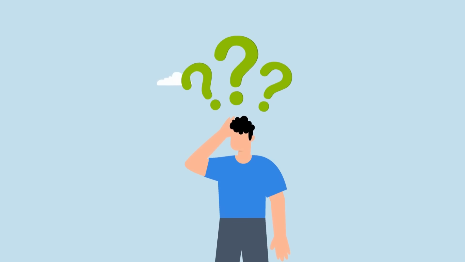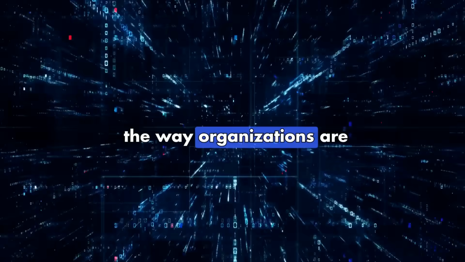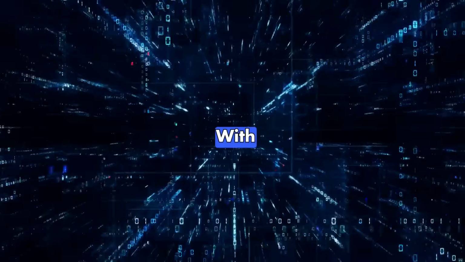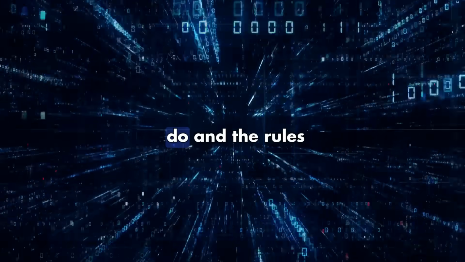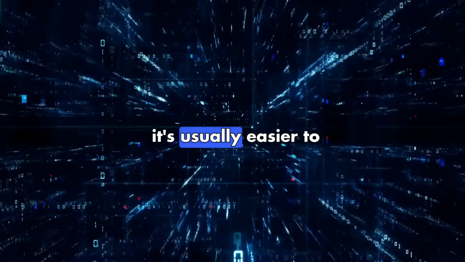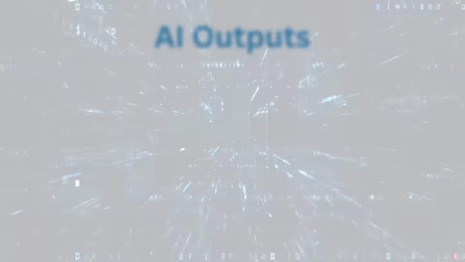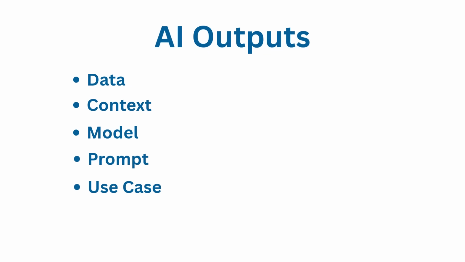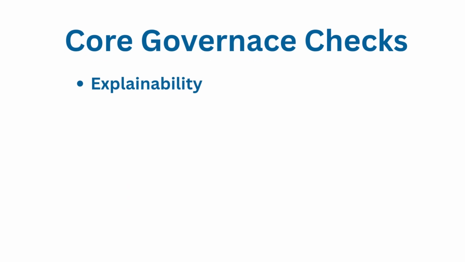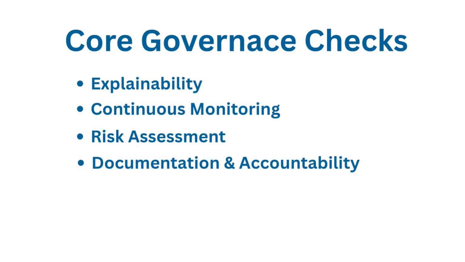So, why is AI GRC becoming important? The short answer is that AI doesn't always fit neatly into the way organizations are used to managing technology. With a lot of traditional systems, the behavior is more predictable. You know what the system is supposed to do and the rules it follows, and when something goes wrong, it's usually easier to find out what happened. AI can be more complex than that, which makes governance more difficult. The output can depend on the data, the context, the model, the prompt, or the way people are using it. It's not enough to know that the system works. You also need to establish whether it can be explained, if it's being monitored properly, whether the risks are understood, and if the organization can show that it's being managed responsibly.